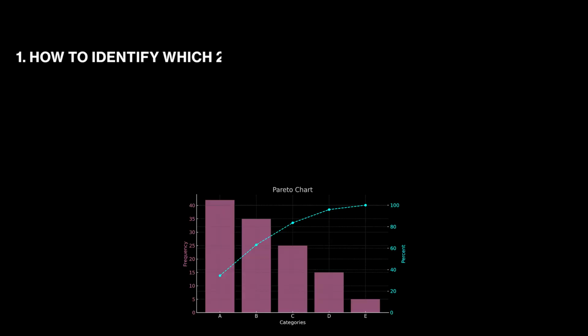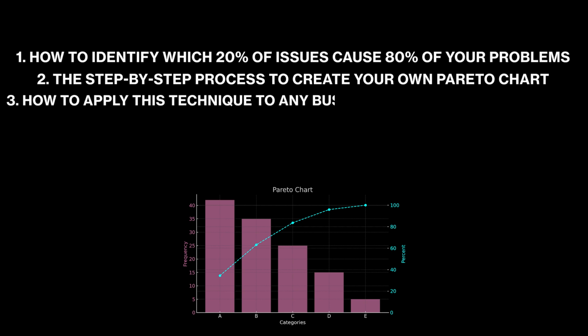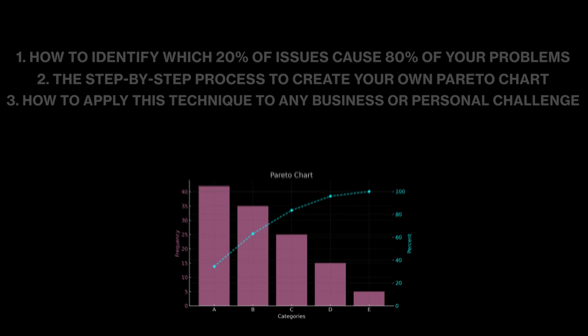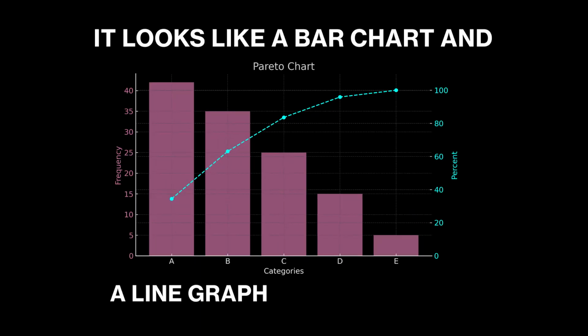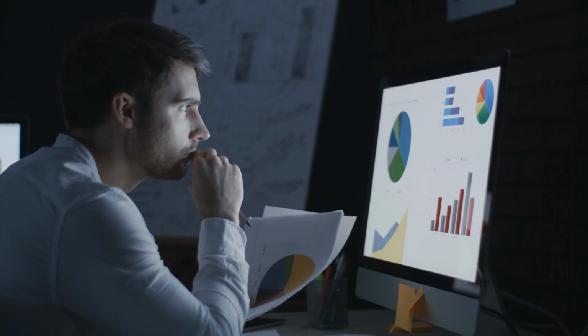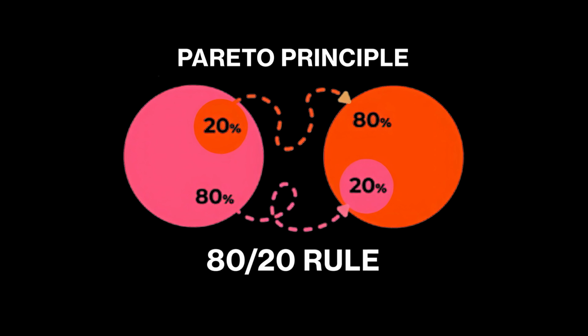In this video, you'll learn how to identify which 20% of issues cause 80% of your problems, the step-by-step process to create your own Pareto chart, and how to apply this technique to any business or personal challenge. The Pareto chart is a special kind of graph. It looks like a bar chart and a line graph mixed together. As for how it works, well, it follows something called the Pareto Principle, or the 80-20 rule.